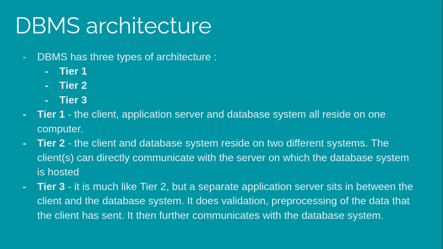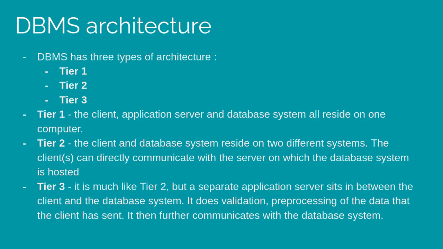Now let's talk about database architecture. Database management systems have three types of architecture that are classified into tier 1, tier 2, and tier 3. The tier 1 architecture is also known as the central architecture. In this sort of architecture, there is the client, that is, the user, the application server that sits in between, and the database system.